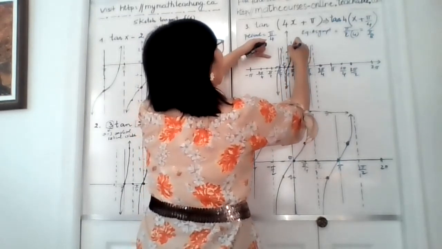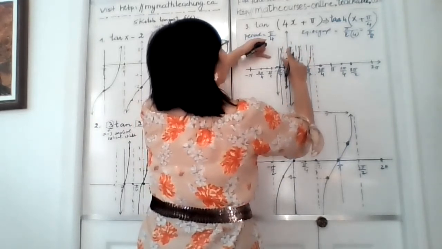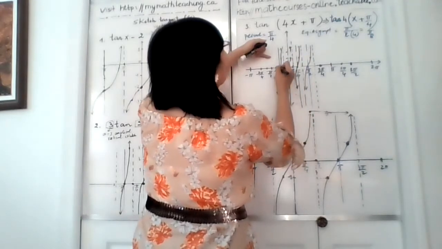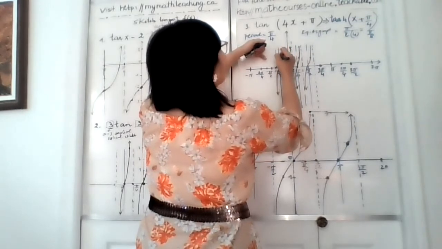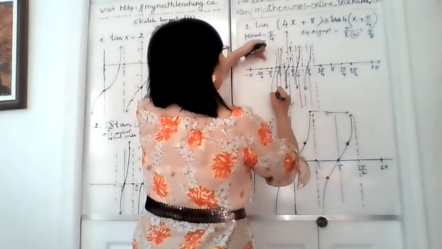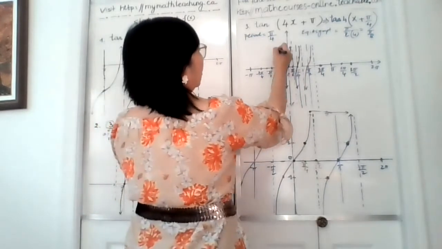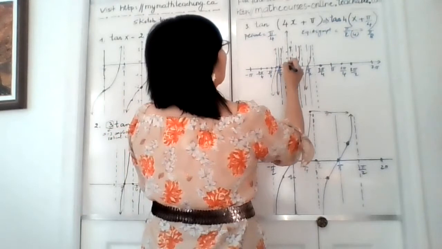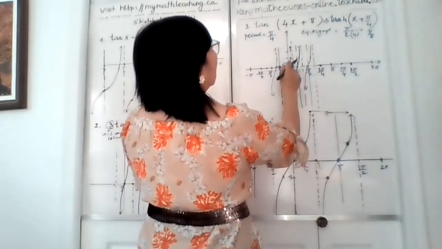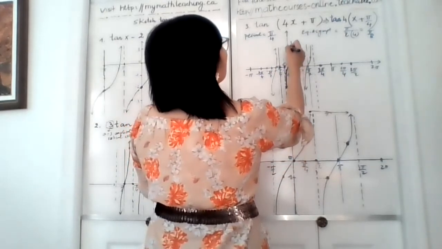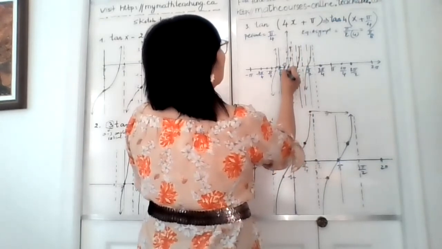So instead of this one, now everything will be moved to the left by pi over four. So this wave will move down here and go like this. So instead of this one here, we will move this one here, right? And so this is not the one. Now every point will shift to here. So it will go like this. And at zero, it goes to here.